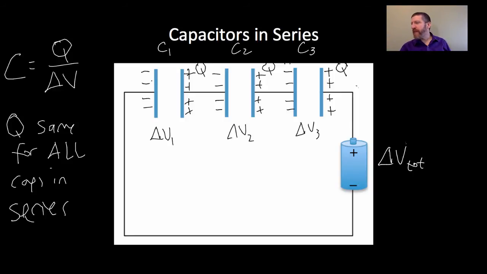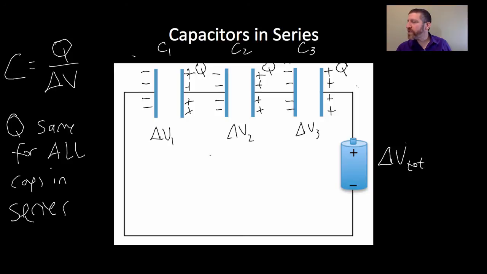Because what happens is any Q that's pulled off this last capacitor and goes to the battery, that's how much charge the battery has to add to this capacitor right there, to this one there. So the Q's must be the same. It's not physically possible for them to be any different. We know Q is the same. Delta V may be different, but here's what we can do.